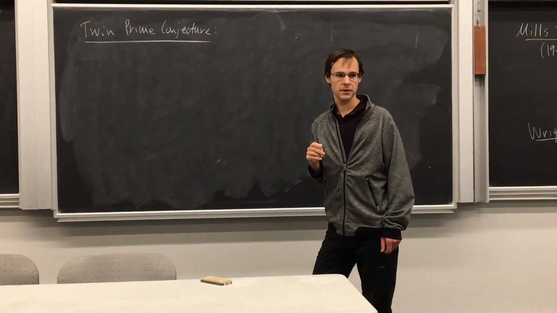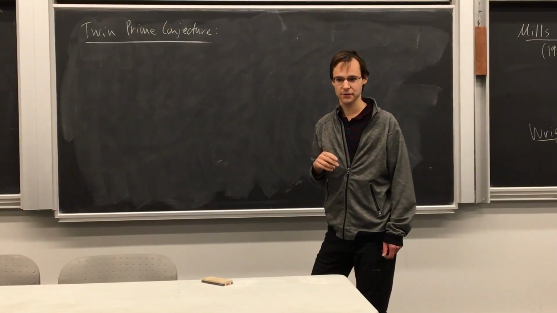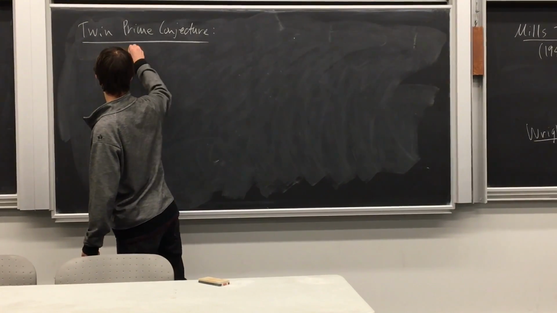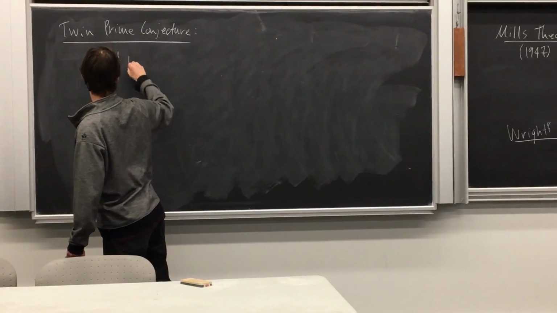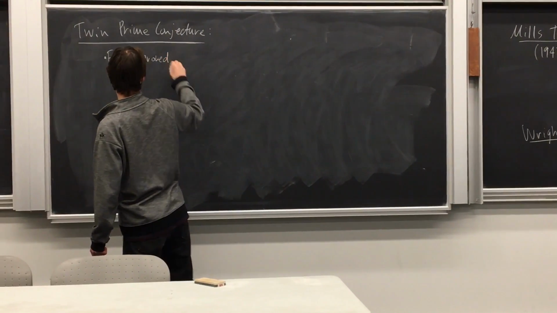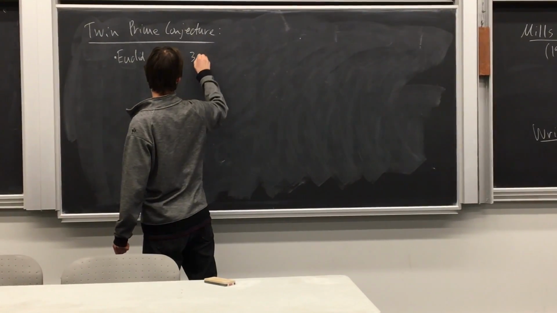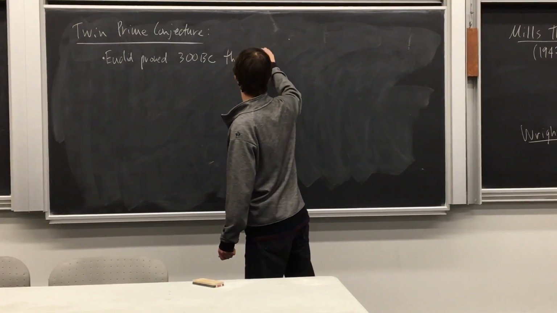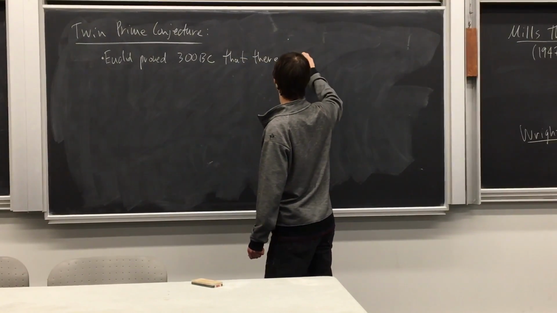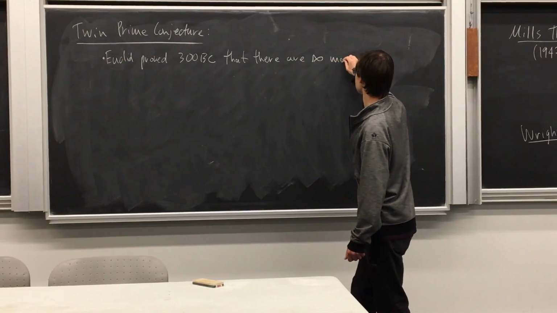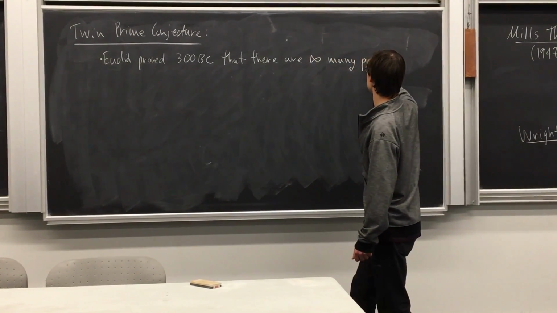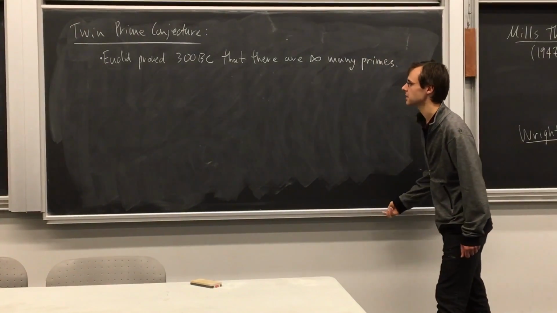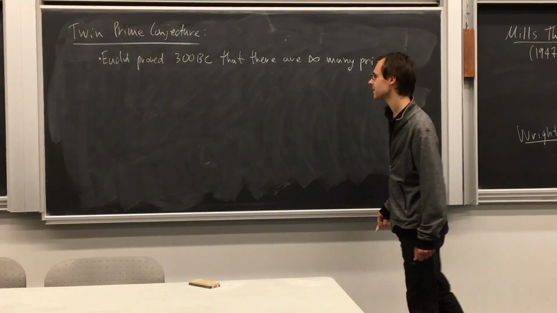So it was known since about 300 BC that there are infinitely many prime numbers. Euclid proved that 2,300 years ago, 300 BC, that there are infinitely many primes. Which is kind of impressive for somebody in that day to do that.